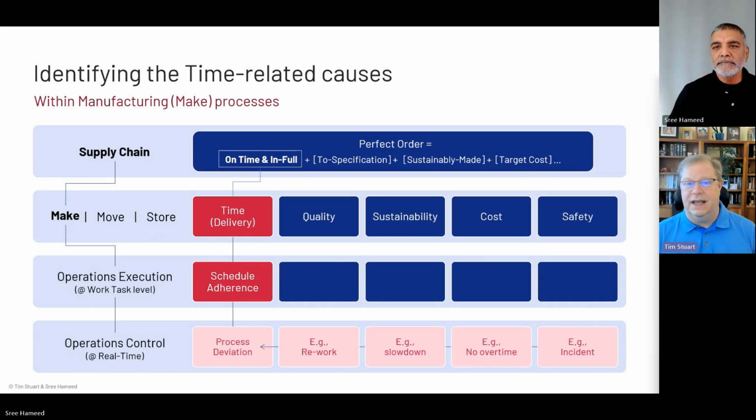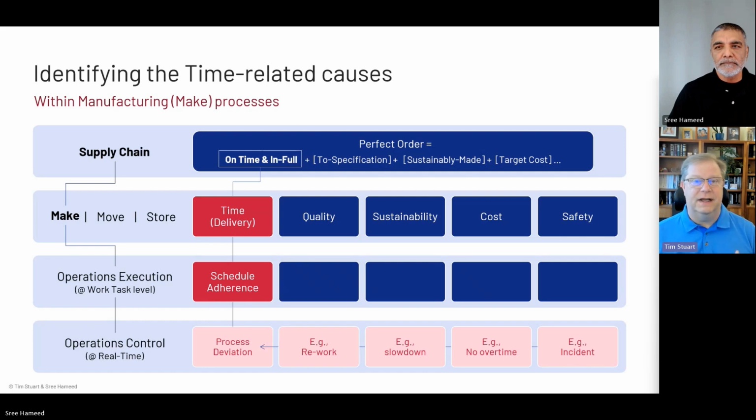As we investigate the reasons as to why we fail to meet the on-time in full objectives, we see that other metrics can contribute to the problem. But keep in mind that we're looking to zero in on the time-related root causes here.